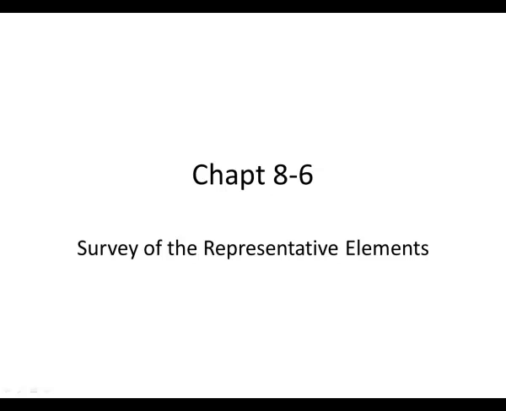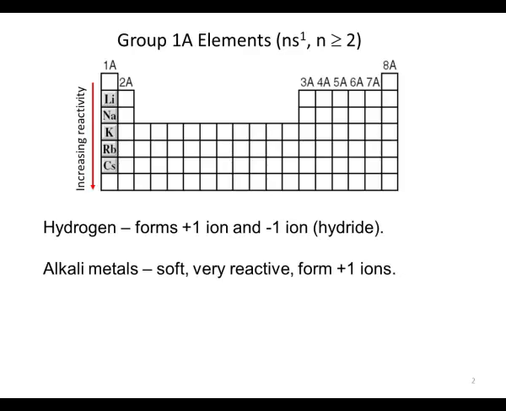In this section, we're going to look at some of the properties of the representative elements. Starting with group 1A, lithium, sodium, potassium, rubidium, and cesium, we see that reactivity increases as you go down the group. Hydrogen forms a +1 ion and can be put at the top of this group, but it also could be put on the top of 7A since it forms a -1 ion, the hydride. The alkali metals are soft. They're very reactive. They react explosively with water, and they all form +1 ions.